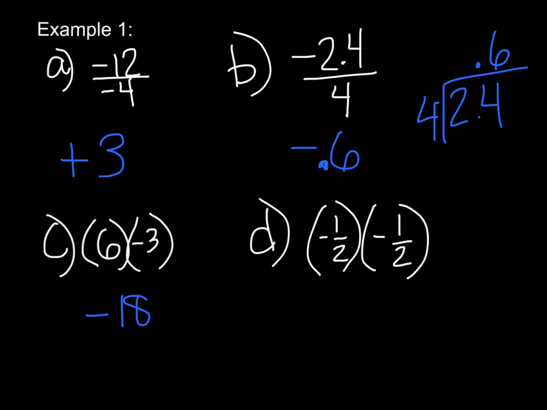In D, it's multiplying two fractions. We have a negative 1/2 times a negative 1/2. When you multiply 1/2 times 1/2, you get 1/4. And because they were both negative to start, our answer is now positive, because a negative times a negative is a positive.